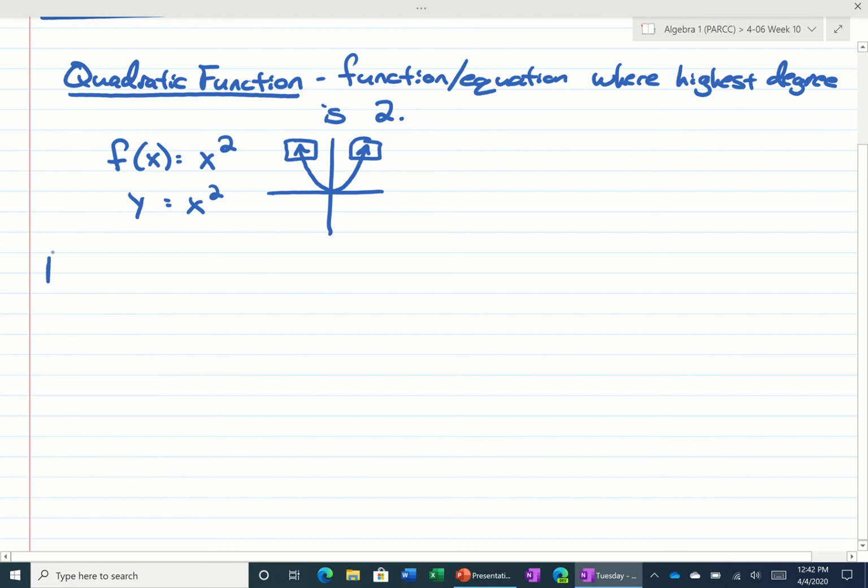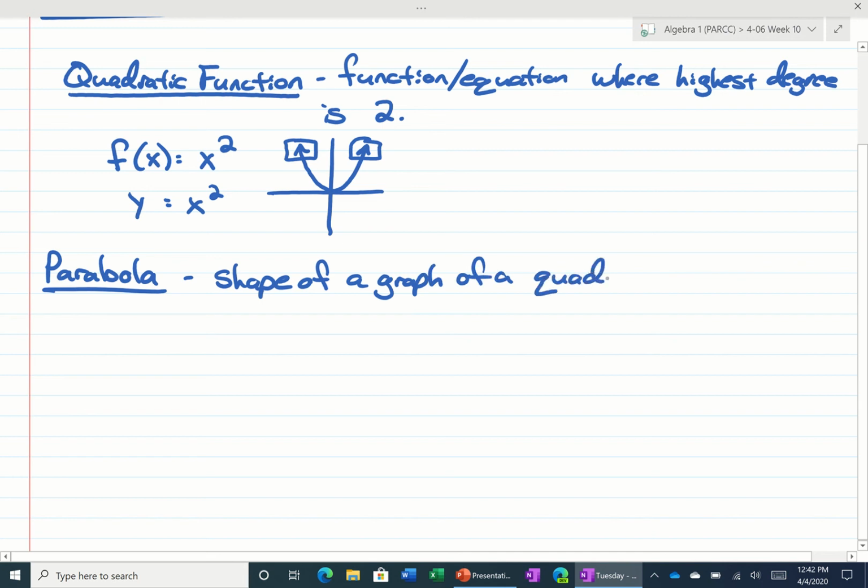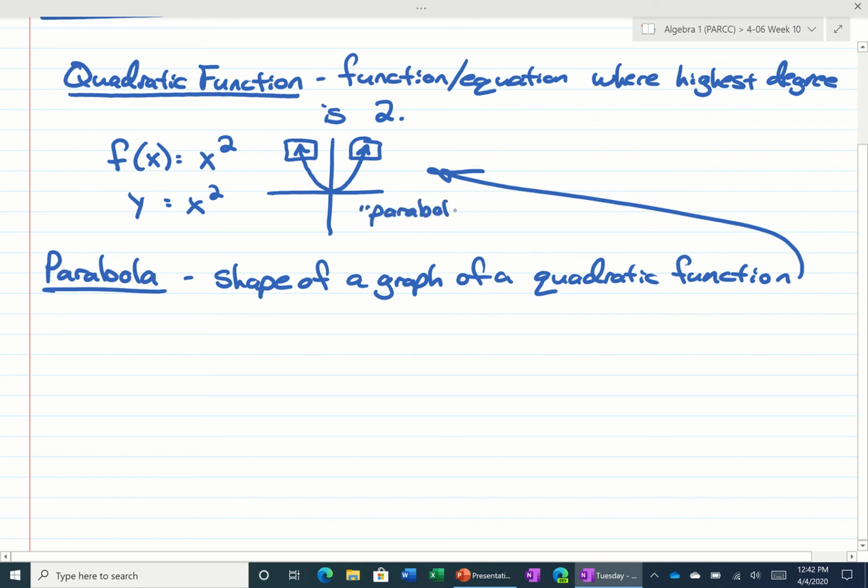The next one is called a parabola. Now the definition of a parabola is it's the shape of a graph of a quadratic function. So you see the shape over here? You see how it looks like a U? That U is technically called a parabola. The only shapes with parabolas are quadratic functions, meaning it's x to the second power.